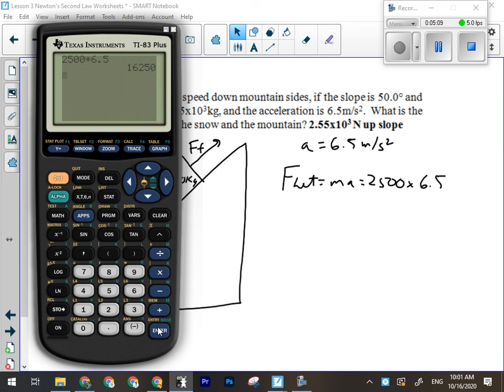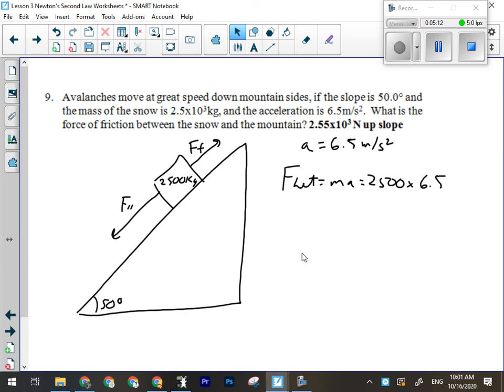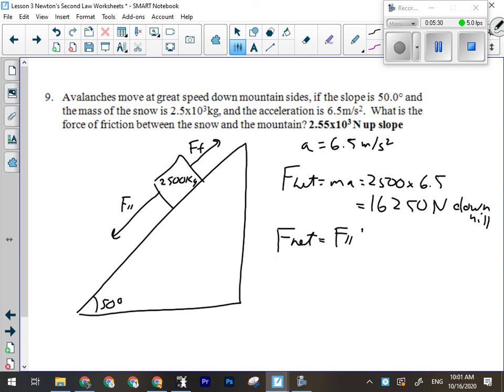Okay, so I've got a net force of 16,250 newtons, and that's down the hill. All right, so I've got my net force now. The other thing I need, if I want to calculate the force of friction, is this, because the other way to calculate net force is the vector sum of all forces. So that'll be F parallel plus the force of friction. So I need to get F parallel by drawing my triangle inside.